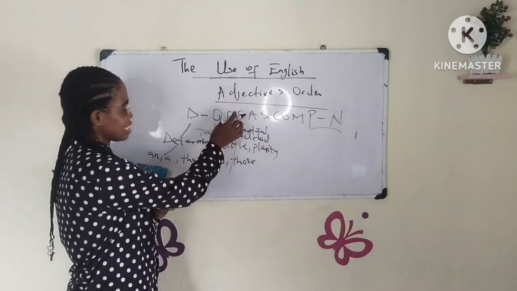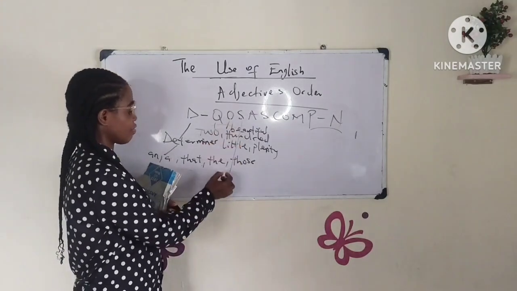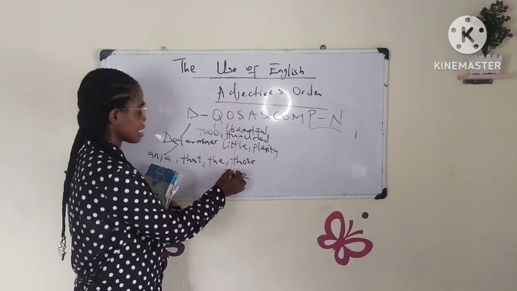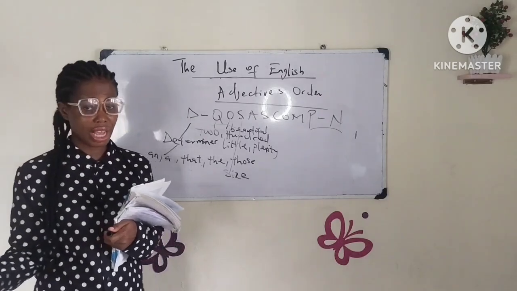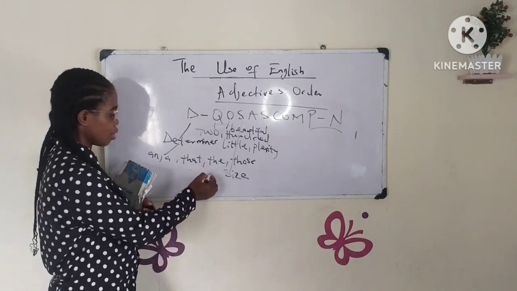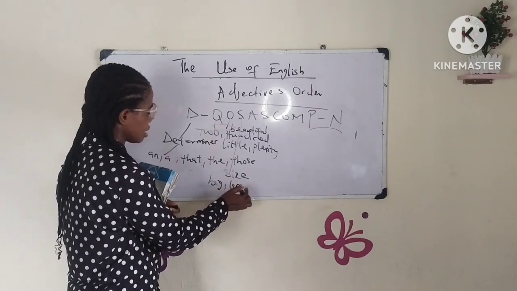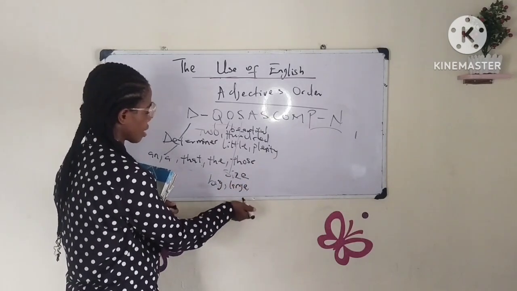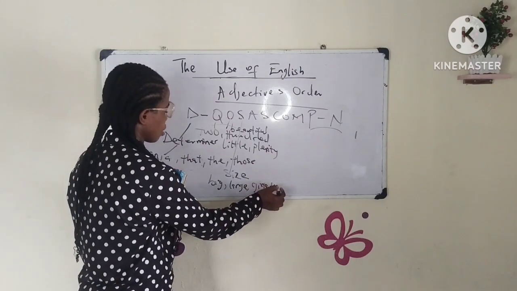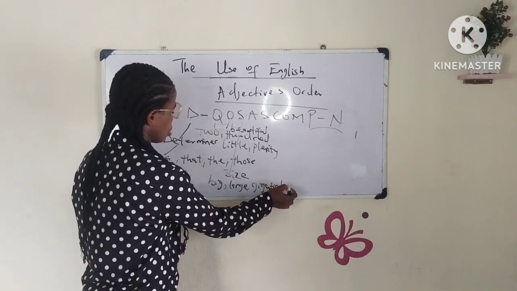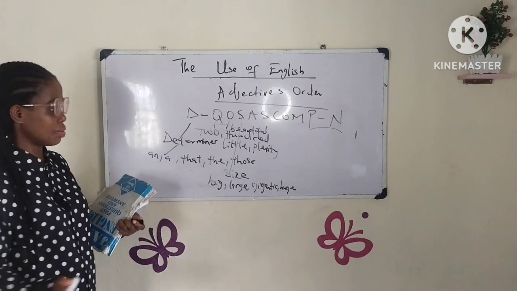Now, after opinion, what do you have next? You have S. Now, this S stands for size. It stands for size, how big, how small something is. Examples are big, large, gigantic, huge. Size refers to how big, how small something is.